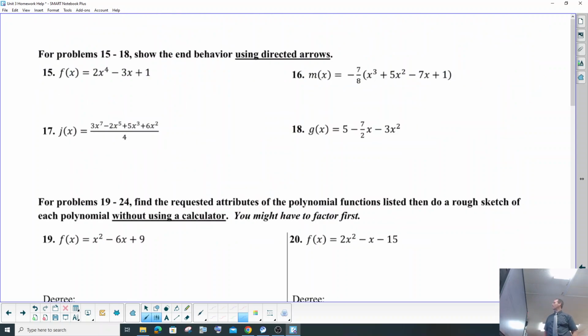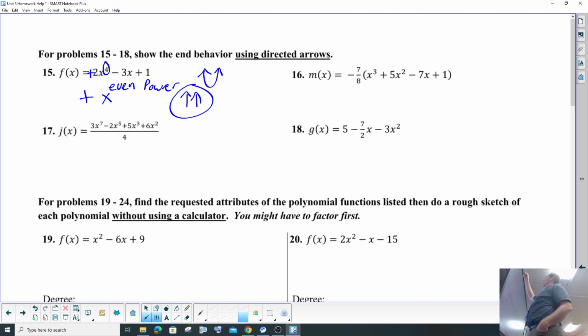Okay, show the end behavior using directed arrows. Okay, that sounds easier than the way I taught it in class, which is fine. A little lazy there. It's okay. So this is x to the 4th power, and this is a positive 2. And since it's a positive x to the even power, that means our end behavior is going to go up, up.